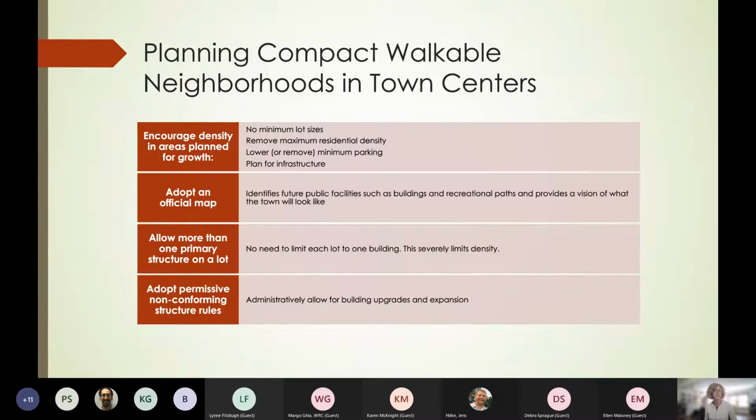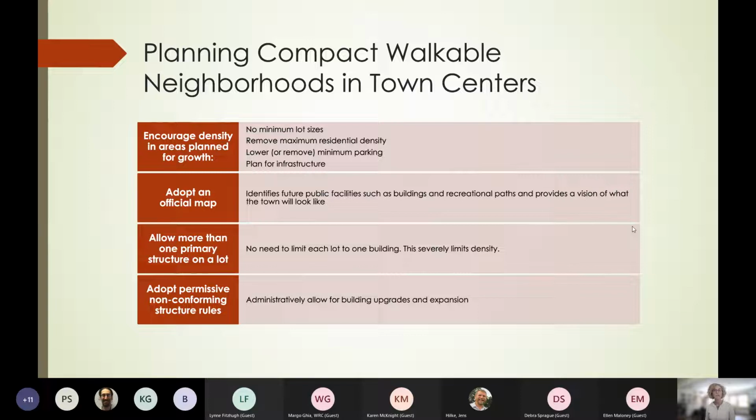So in that document that I mentioned, my colleagues and I put together a list of tools that municipalities can use to put in their land use regulations to incentivize compact, walkable town centers. The first being no minimum lot sizes in areas planned for growth. Again, we're just talking about areas that are already developed and you're planning for growth. Having no minimum lot sizes can be really useful in enabling infill.